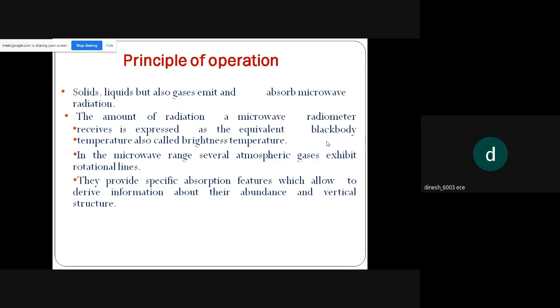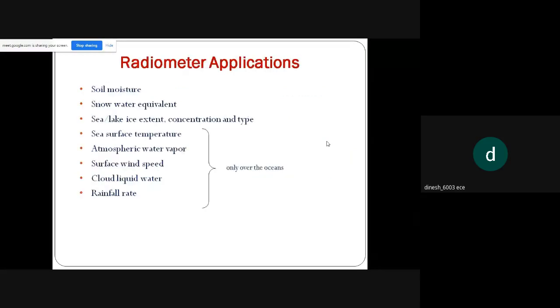In the microwave range, several atmospheric gases exhibit rotational lines, which provide specific absorption features that allow us to derive information about their abundance and the vertical structure of the target object. The applications of the radiometer are soil moisture, snow water equivalence, sea and lake ice extent, concentration and types, sea surface temperature, atmospheric water vapor, surface wind speed, cloud liquid water, and rainfall rate, only over the oceans. These can all be determined by using a radiometer.